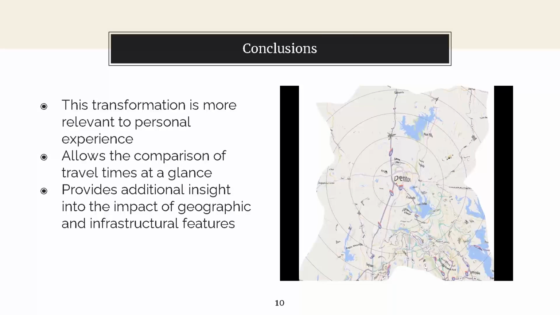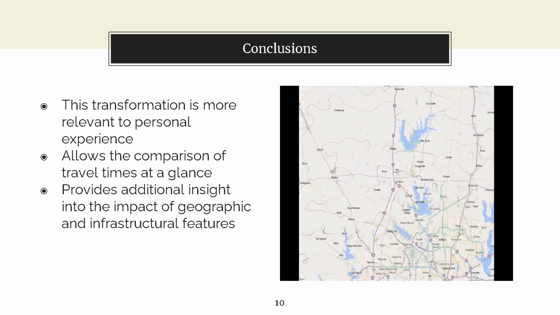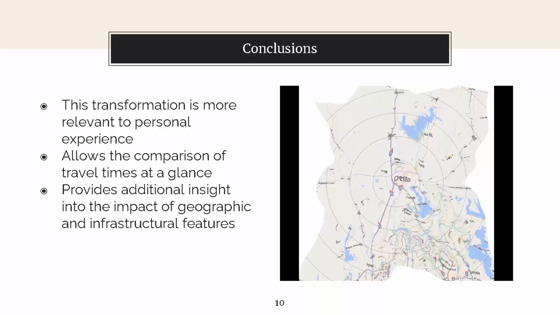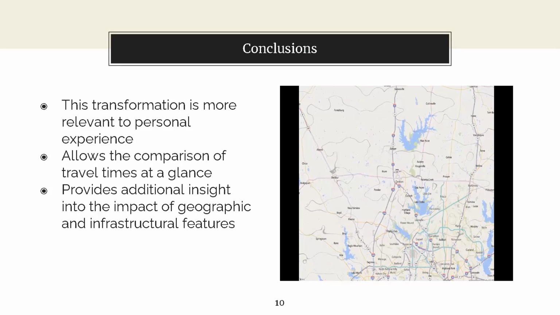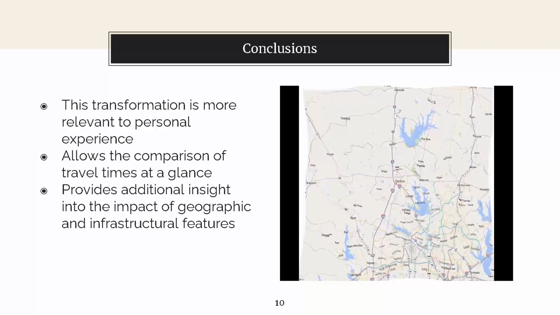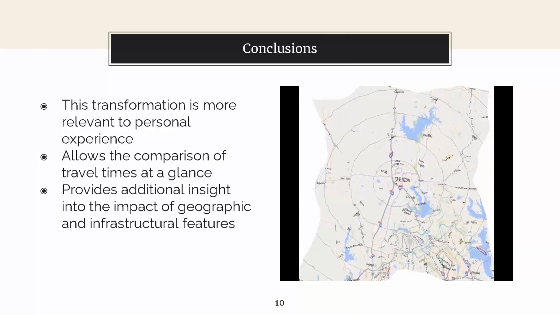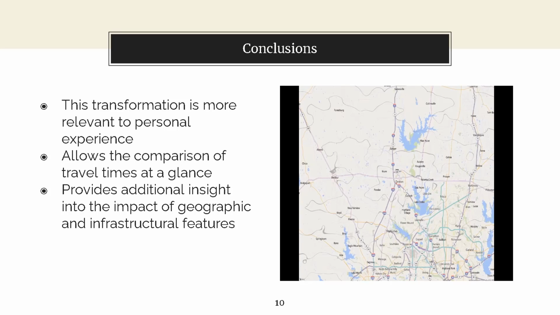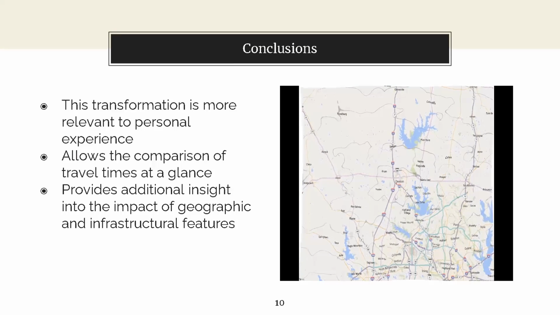Say I were to look at a map of Denton, like at the beginning of this transformation, and I wanted to know the distance if I were to travel to Aubrey as opposed to if I want to travel to Eagle Mountain. And so obviously those places, at a glance, they're about the same distance away, but once they transform, you see that Eagle Mountain is much further than Aubrey. And so this is more relevant to the actual travel time that's taken for an area, and it allows a comparison of these travel times at a glance.